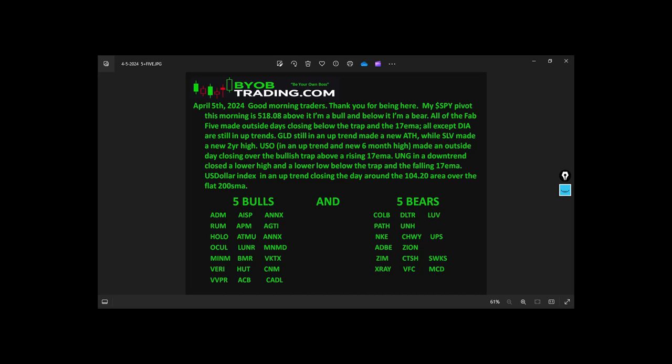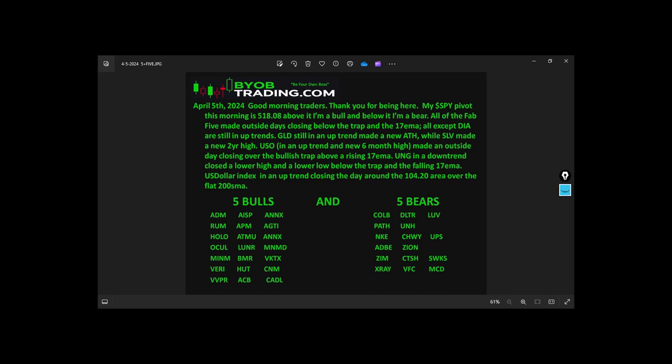All right, my SPY pivot this morning, 518.08. Above it, I'm a bull. Below it, I'm a bear. All of the Fab Five made outside days. That means higher highs and lower lows, closing below the trap and the 17 EMA. Some were bearish engulfing, while others were very close to being bearish engulfing.